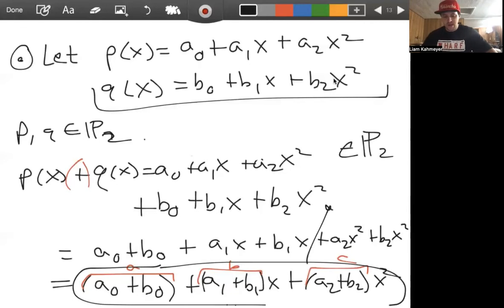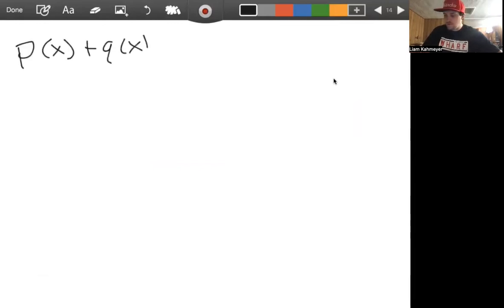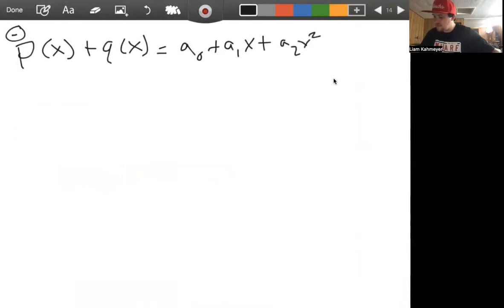What do we need to show next? Next, we need to show that it is commutative. So we need to show that if you take P of X plus Q of X, we want to deduce that that's the same as the reverse order. So what is P of X plus Q of X, right? Well, this is A naught plus A1X plus A2X squared, plus B naught plus B1X plus B2X squared.